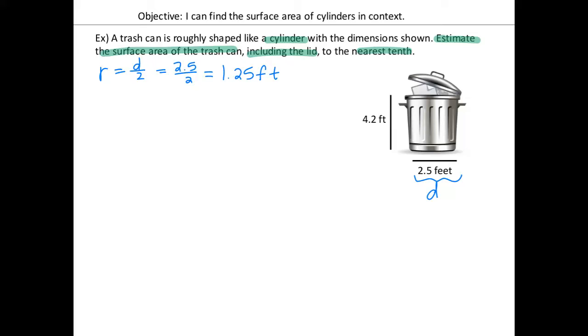Because then the height is how far away the two circles are from each other, or how tall the can is, I guess you can say. So this 4.2 is going to be our h, because that's how tall the can is, right? So for my formula, I have S is equal to 2 pi r h plus 2 pi r squared.